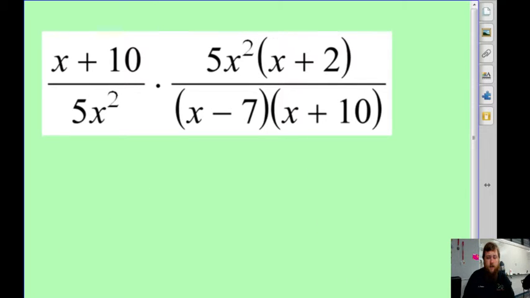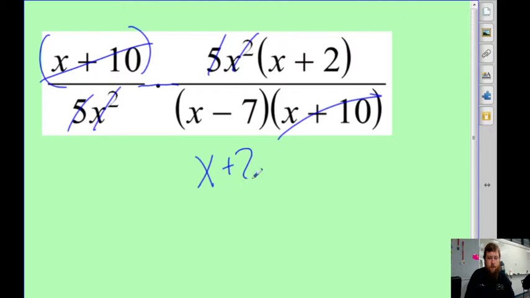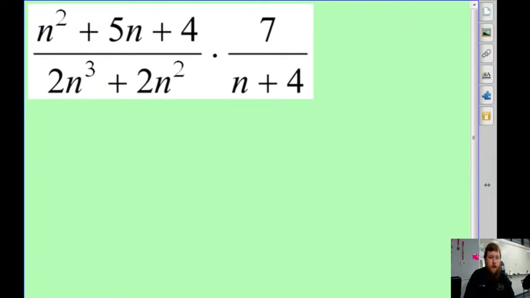And if I did another case right here, I try to factor. In this case, everything's already factored. So I'm going to combine that into one big fraction right here. What cancels? Well, this x plus 10. And then 5's cancel, and x squared cancel. So all I'm left with is x plus 2 over x minus 7. And there's my answer. Let's do one more. Actually, I'm going to skip it.